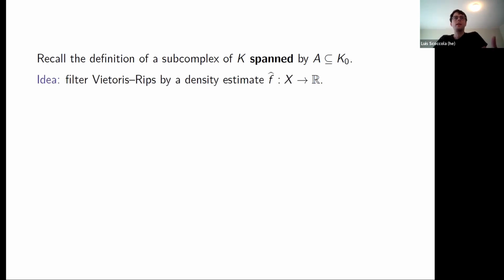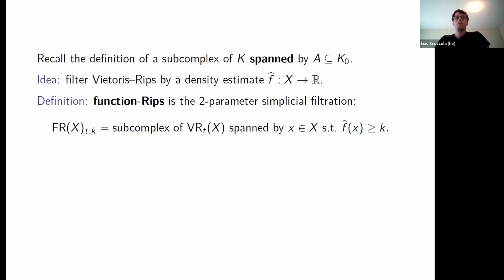So using this idea, we have Vietoris-Rips, which is a filtration. We can try to filter it in another direction using some density estimate in order to get rid of the noise points. This is a very specific version of function Rips in which I'm just going to consider density estimates. You could do function Rips with any sort of function that you want, but for the purposes of this talk, I'm going to call function Rips the Vietoris-Rips filtered by a density estimate.